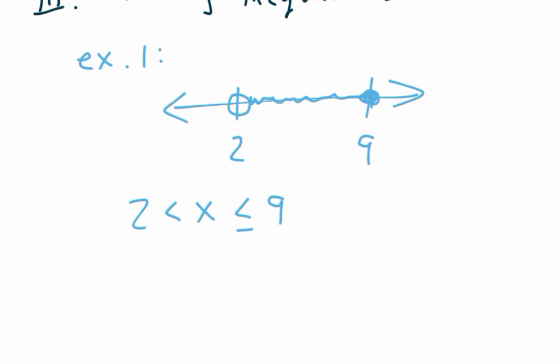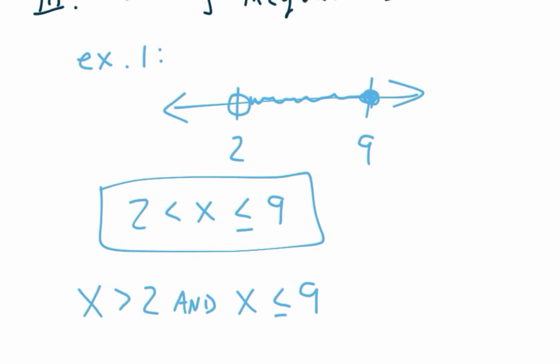We could say x is greater than 2, or you could have done 2 is less than x, but x is greater than 2. And we could have done x is less than or equal to 9. And what word could we throw in between there? And. I like hers the best, but I just want to throw that other one out there as an option. You could write it either way. Fair?